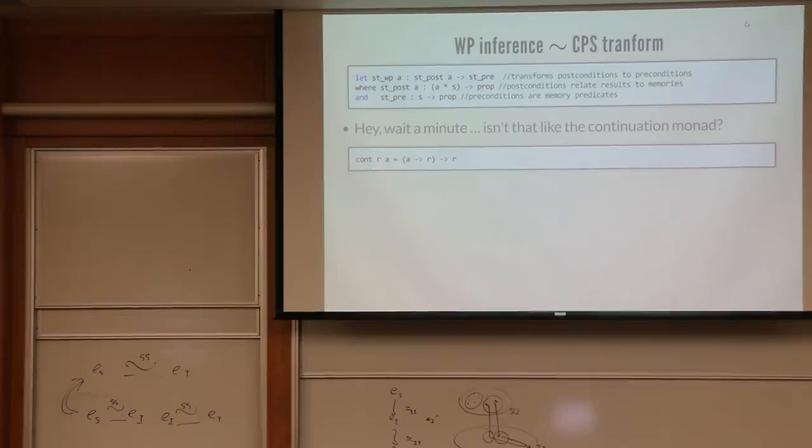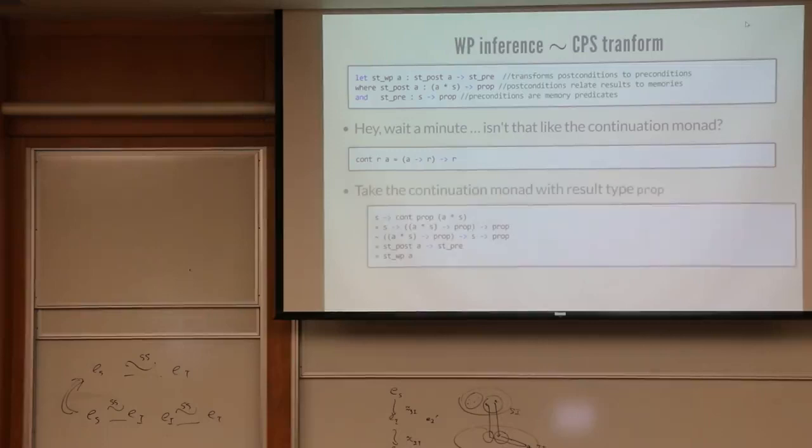The continuation monad has some result type R, an answer type R, and is parameterized by an A. The continuation monad is A arrow R. That's saying, if the continuation is a function that's going to consume the result of my function, producing an R, then the continuation monad applied to this thing is eventually going to return an R too. Now let's rewrite it this way.